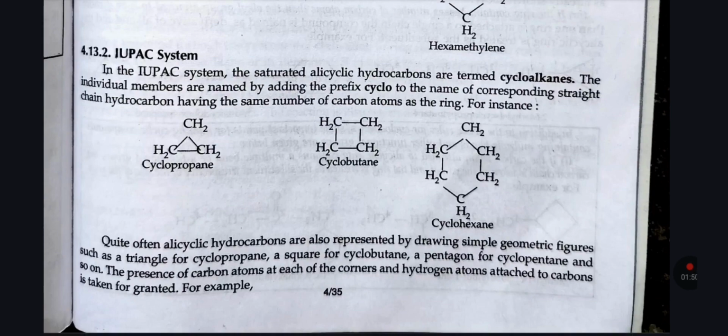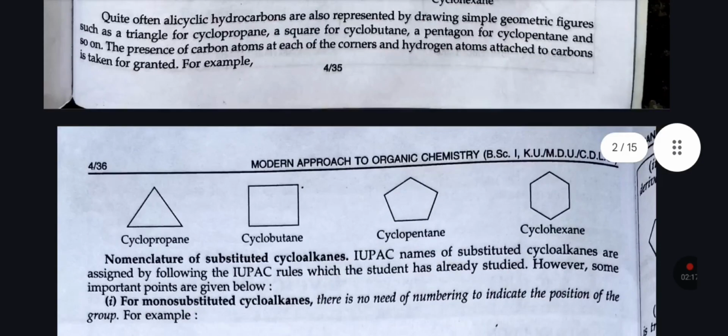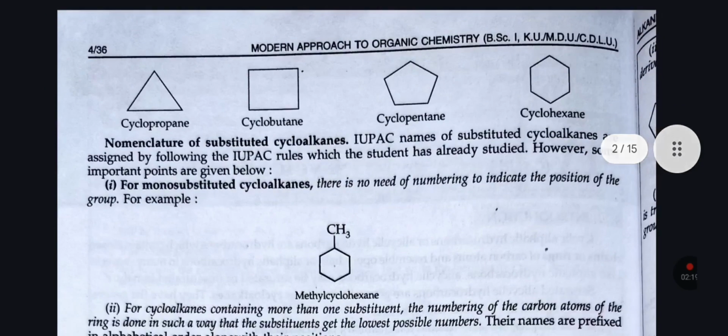Quite often, alicyclic hydrocarbons are also represented by drawing simple geometric figures such as a triangle for cyclopropane, a square for cyclobutane, a pentagon for cyclopentane, and so on. The presence of carbon atoms at each of the corners and hydrogen atoms attached to carbon is taken for granted. For example, cyclopropane is shown as a triangle as shown in the figure, cyclobutane, cyclopentane and cyclohexane.